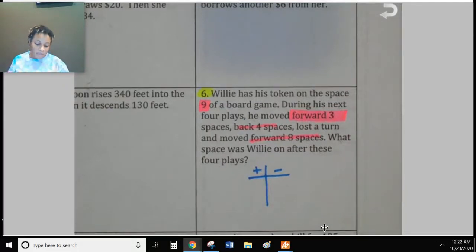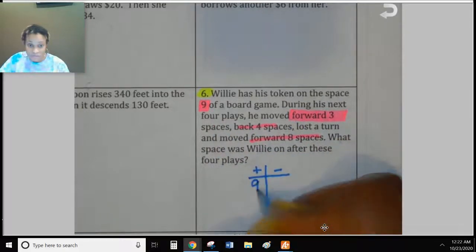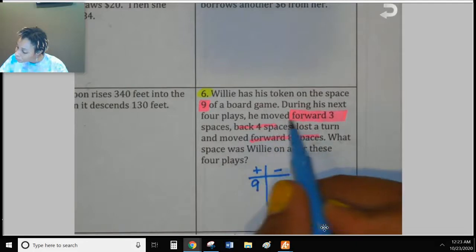So let's go back and verify, clarify, and simplify what happened. So we know that Willie started on 9, so that's where he is. That's a positive, okay? Got a place where he started. During his play, he moved forward.